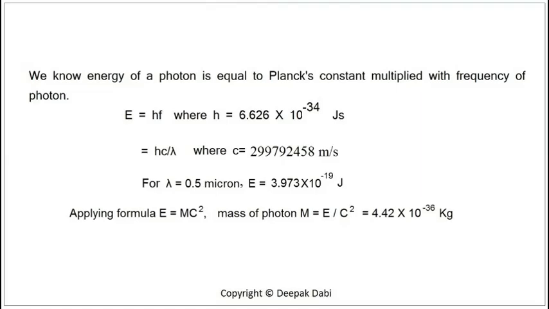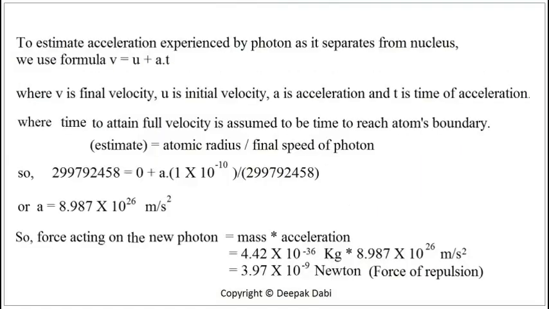By Einstein's equation, the mass of the photon is equal to E upon c square, which is equal to 4.42 into 10 to the power minus 36 kg.